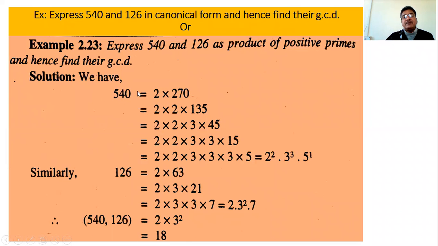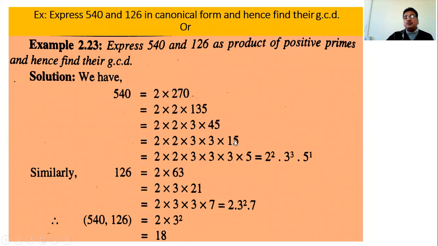Okay, but 2 is a divisor of this number. So 2 into 270. Then again divide 270 by 2. If 2 is not a divisor, then take 3. So 2 into 135. Then divide 135 by 3. If 3 is not a divisor, then take 5. But 3 is a divisor, so 45. Then divide 45 by 3. Okay, 3 is a divisor. So 3 into 15.